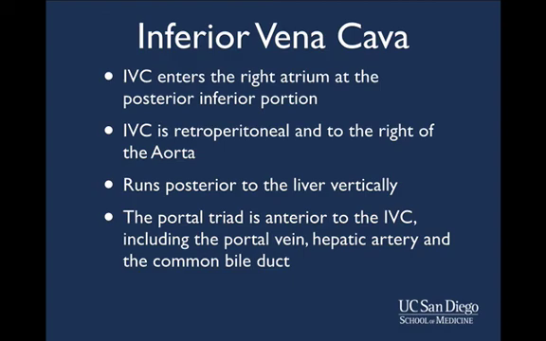The inferior vena cava enters the right atrium at the posterior inferior portion of the heart. It is retroperitoneal and to the right of the aorta. It runs posterior to the liver in a vertical plane. The portal triad can be identified anteriorly to the inferior vena cava. The portal triad is composed of the portal vein, the hepatic artery, and the common bile duct.